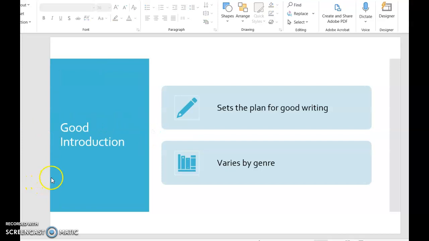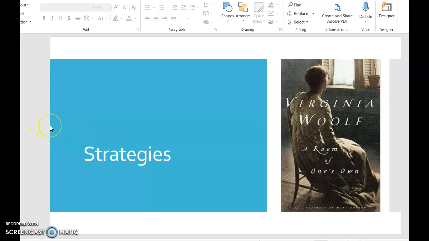All right, so a good introduction is going to set the plan for good writing, and it will vary by genre, but keep in mind most of the overall genres that we're writing in here are going to be academic, so this should work for all of that kind of writing. Okay, now there are a couple specific strategies that you want to use when you're setting up your hook for your introduction. So you've probably seen these somewhere. I'm going to introduce and show examples of how you would use these in your academic writing.